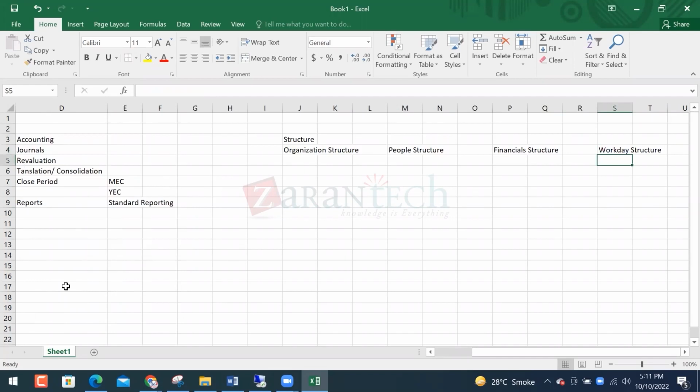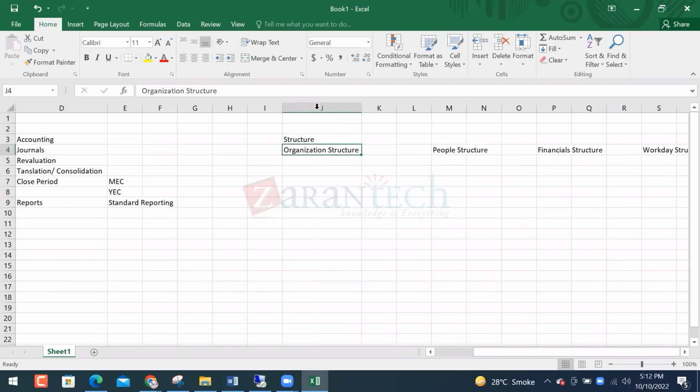What is the meaning of these 4 base structures? Can you guys say something about organizational structure, people structure, financial structure, or Workday structure? At the last stage we will discuss Workday structure, not first, but we need to understand the organizational structure first. Then we will move on to the rest of the structures. So Bijoy, or what was the name? Yeah, Shalu. Can you say something about these structures? Otherwise, I will explain.